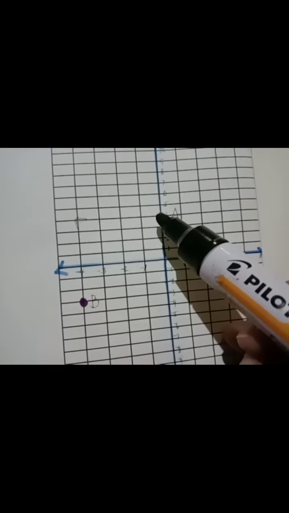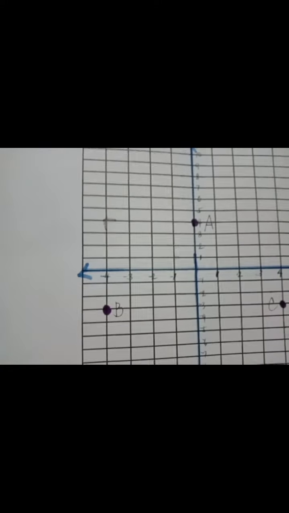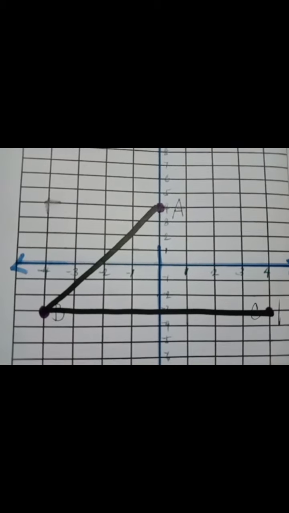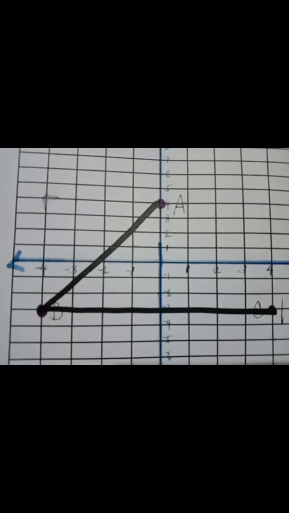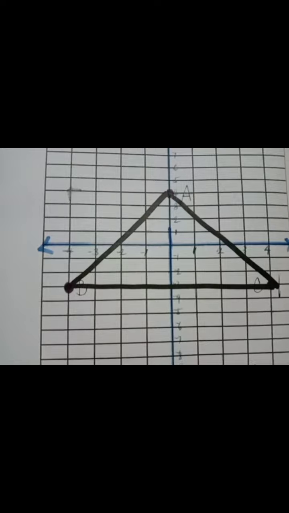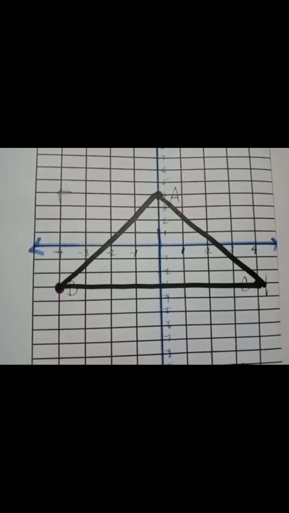Then, when we connect the 3 points from A to B, okay, let's try to connect. So, from point A to point B, so now we have a slant. And then, from point B again to point C, and then let's enclose it from point C to point A. Now, what figure do we have? Very good. Okay, and now we have a triangle.